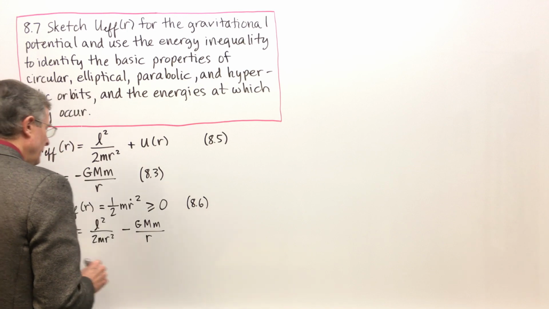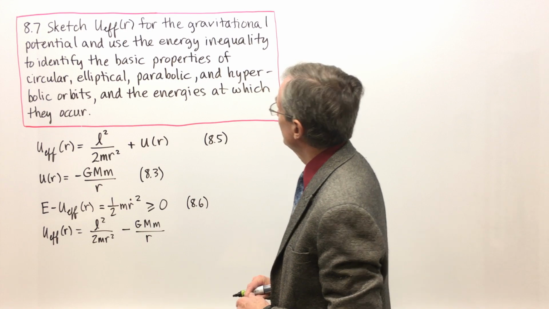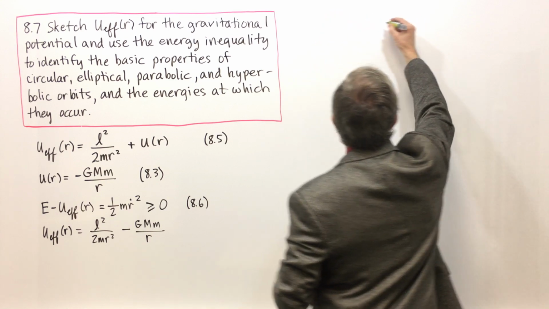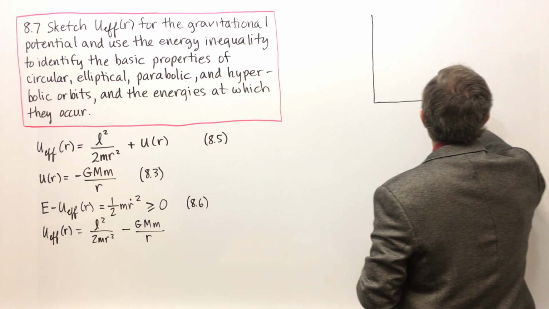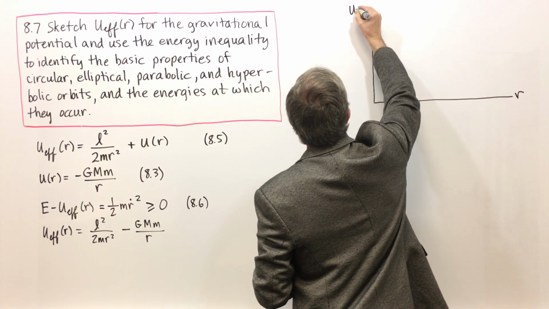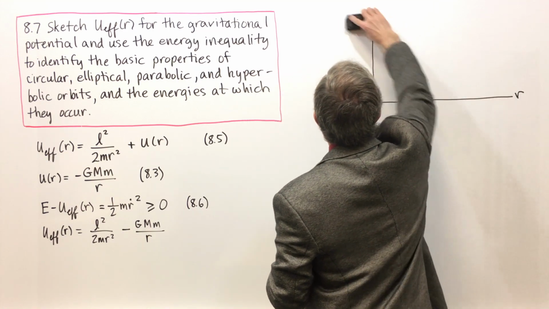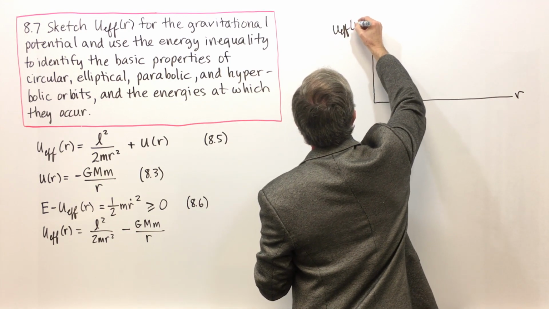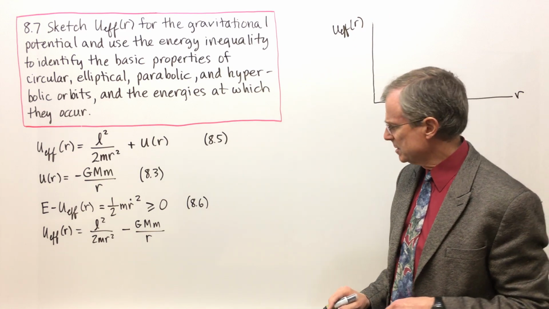And this is what we'll be working with. Let's sketch U effective of r. Now, that's our next goal. Let's see if I can do it like this. There's r. Here's U effective. Well, what does it do? Let's look first as r goes to 0.